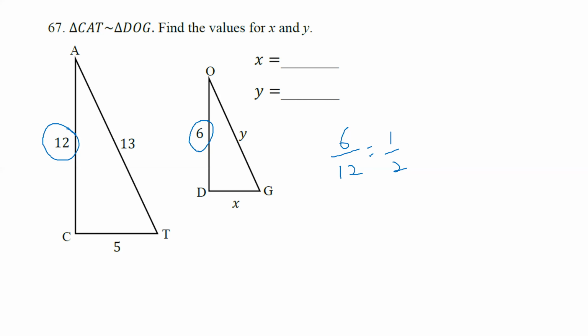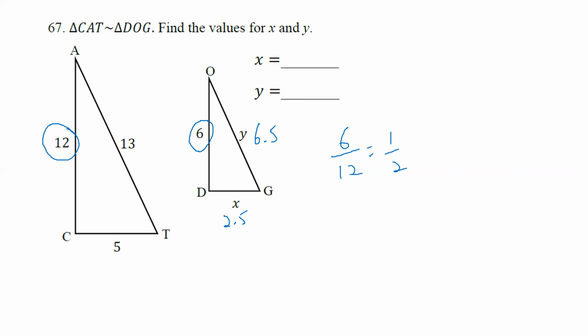So the ratio each time should be 1/2. Now you can do this a couple different ways. If you want to, you can take that ratio and just multiply by it. 1/2 is easy to multiply by. So we could just say, all right, 13 times 1/2 is 6.5. 5 times 1/2 is 2.5.